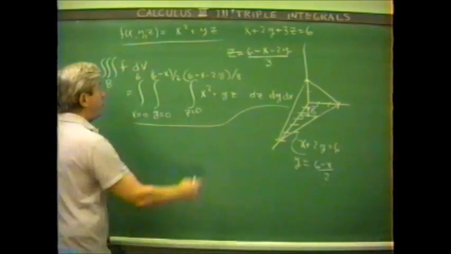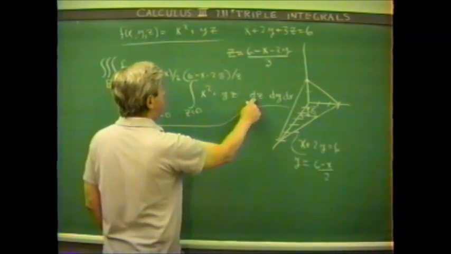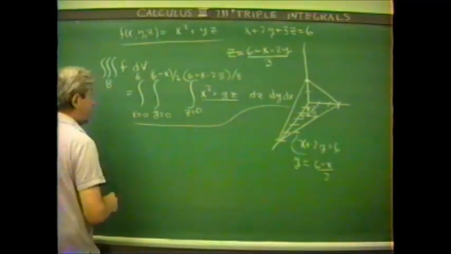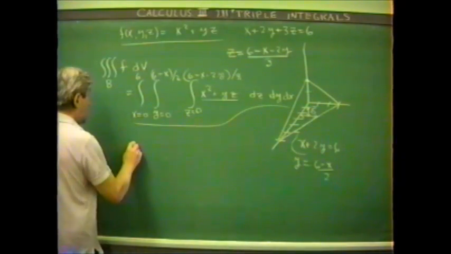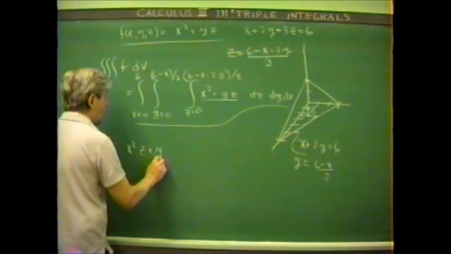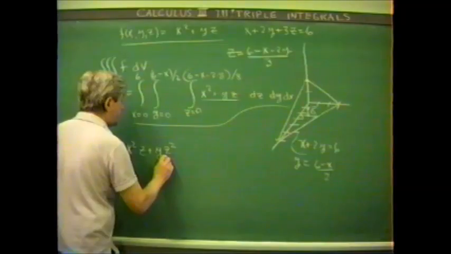All right. To perform this integration, we want to first anti-differentiate this with respect to z. We're going to get x squared z plus y z squared over 2.